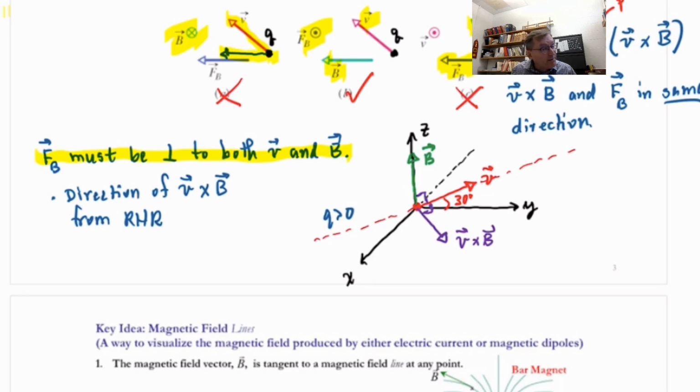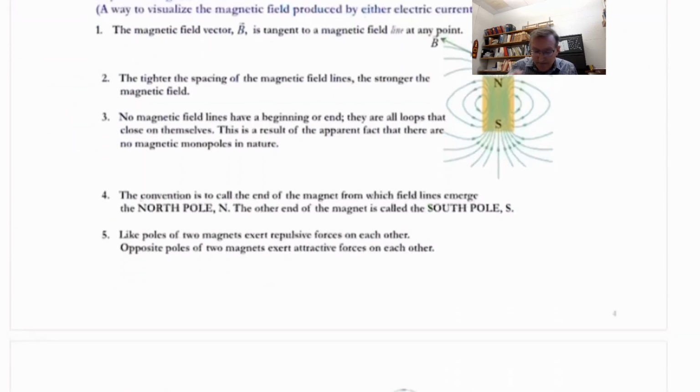Then I figure out the direction of F magnetic, because I have to account for the charge. Since the charge is positive, the direction of F magnetic is the same as the direction of V cross B. If the charge were negative, it'd be exactly opposite, back that way. All right, so practice with the right-hand rule is going to be a large chunk of this chapter, because this is the way the magnetic force on a moving electrically charged particle behaves.